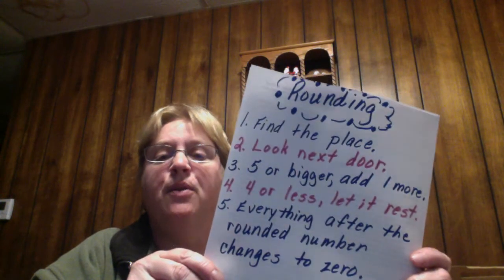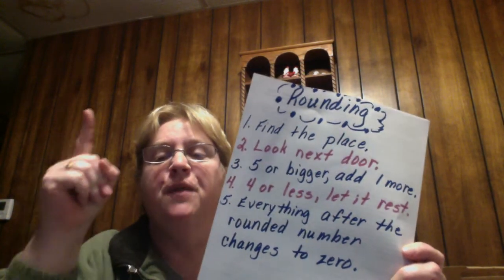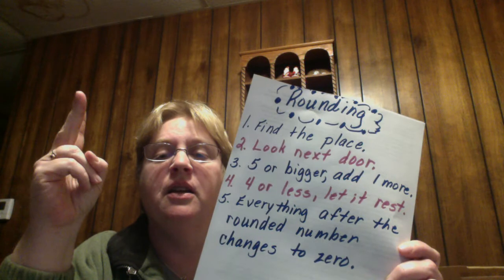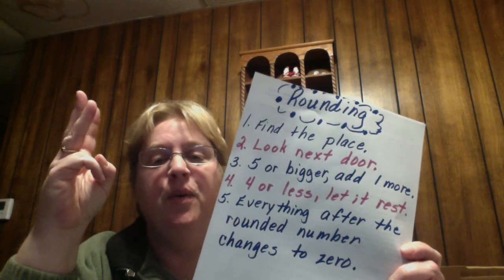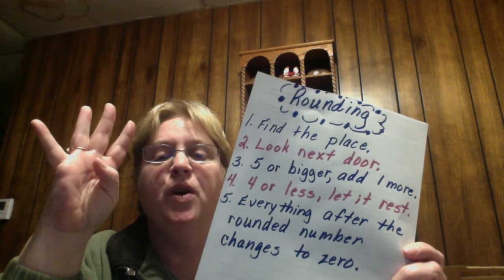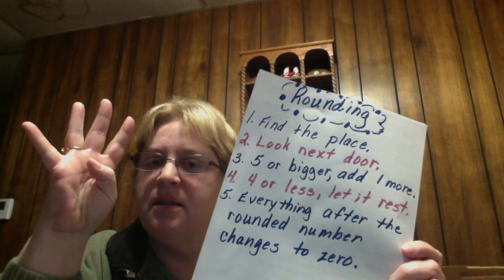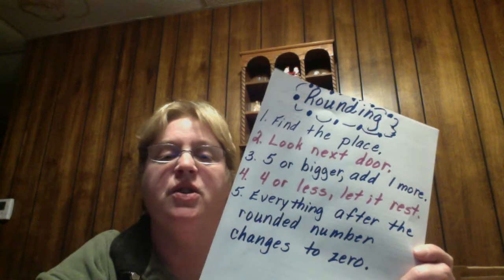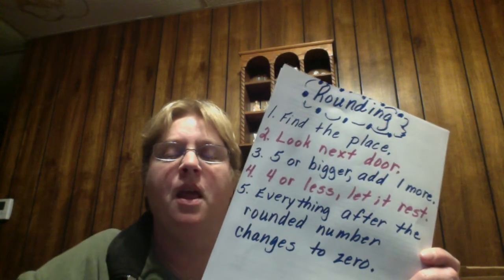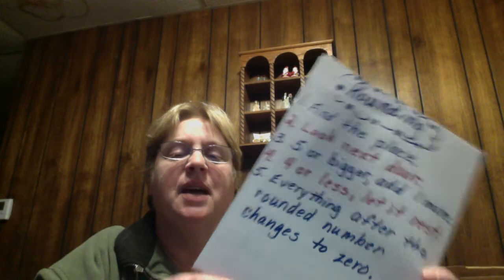So it says rounding. The first thing we do is we find the place. Look next door. If it's 5 or bigger, add one more. If it's 4 or less, let it rest. And everything after that rounded number changes to 0. You might be thinking, what does that mean? So let me show you what I'm talking about.